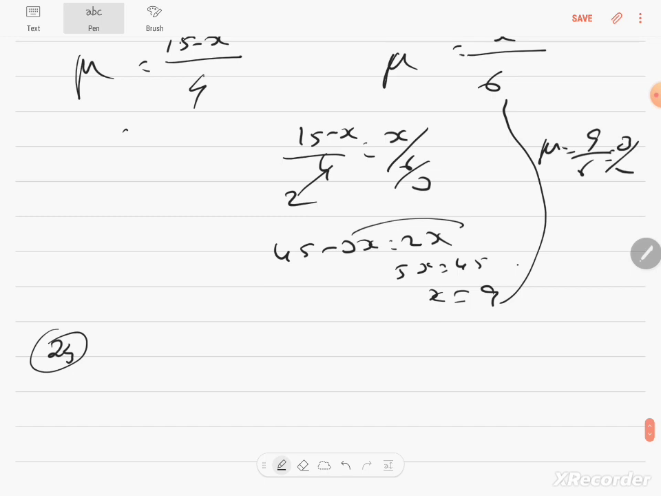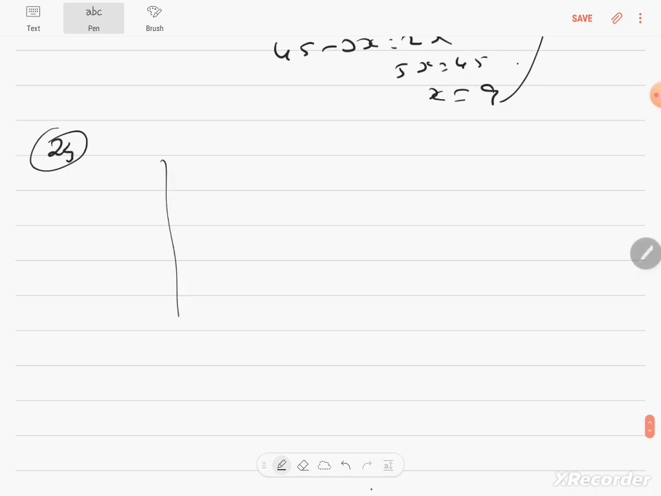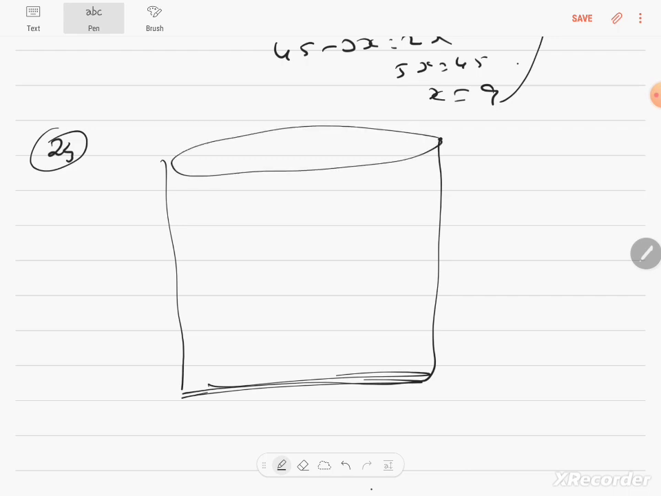Example 24, a cylindrical vessel of diameter 12 centimeter. A cylindrical vessel of diameter means this is going to be circular in shape, and so the diameter itself is 12 centimeter, which means radius will be 6 centimeter, and contains 800 pi centimeter cube, the entire volume of water has been given.